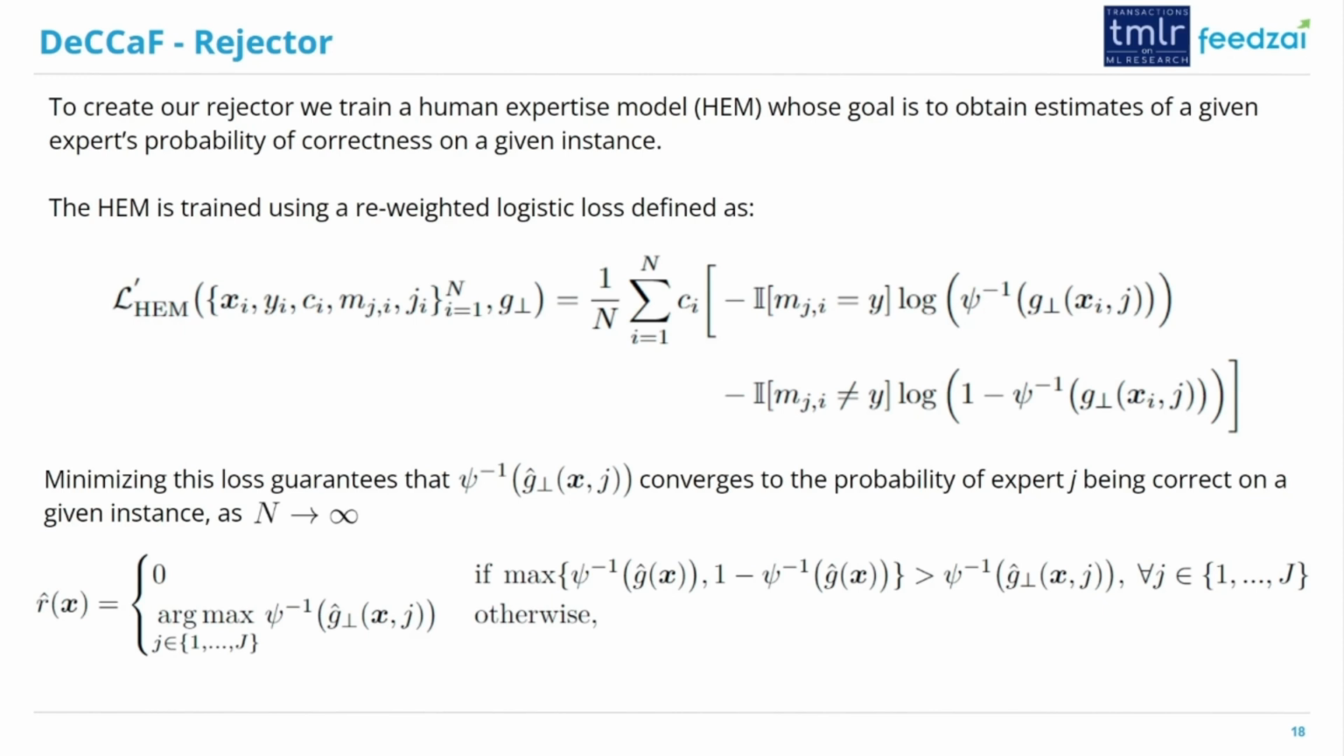As such, if we define the rejector as R hat, that is, refusing to reject if the classifier is more certain than any of the humans, and deferring to one of the experts if that expert has the maximum probability of correctness, this rejector agrees with the Bayes optimal decision as well, thus proving that our method is Bayes consistent.